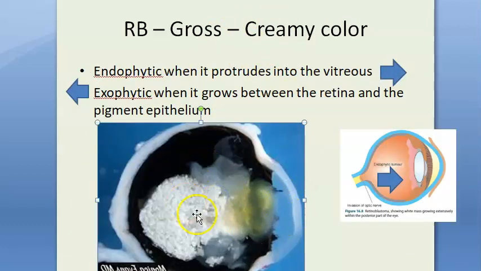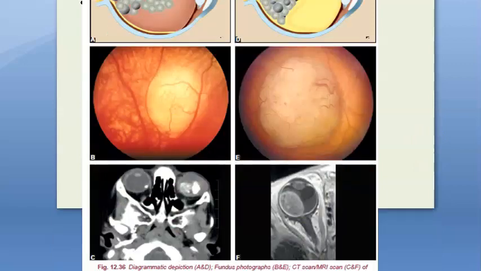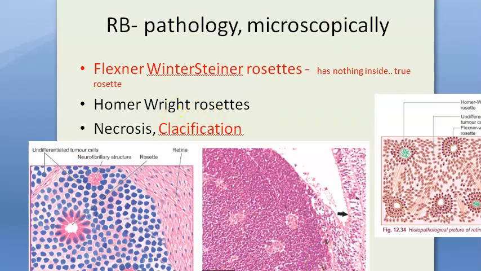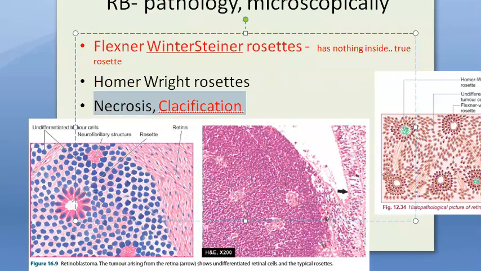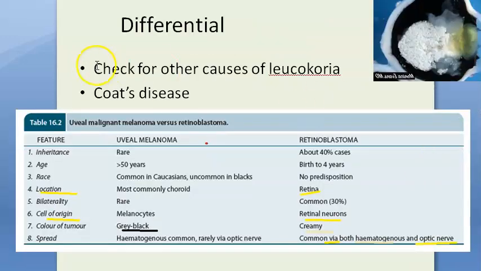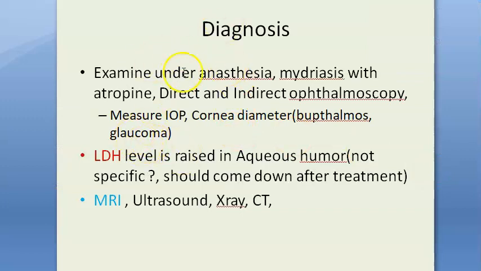It is grossly in pathology. If you see, it is creamy colored. There is endophytic, exophytic, right? And this is endophytic, this is exophytic. You can see the images, calcification and all. Then microscopically, you will see Flexner-Wintersteiner rosettes, Homer Wright rosettes, necrosis, calcification, right? Then you should be able to differentiate from other causes of leukocoria.